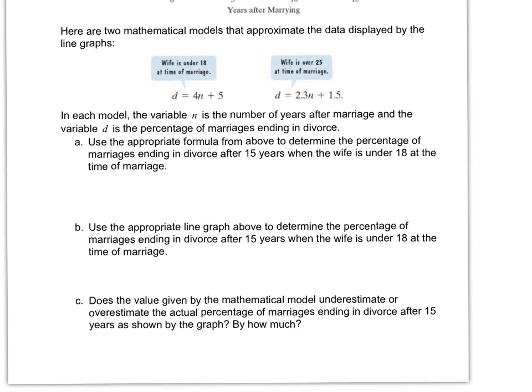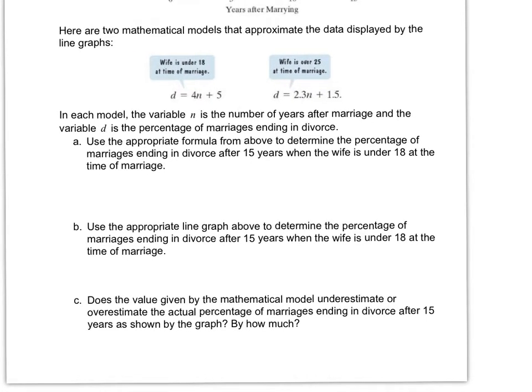And they've given us two models, which are equations, that are approximating the data for these two graphs. And so A says, use the appropriate formula from above to determine the percentage of marriages ending in divorce after 15 years when the wife is under 18 at the time of marriage. So under 18 means I'm using this equation, and I'm told that n is the number of years after marriage. And so that should be D equals 4 times 15 plus 5.